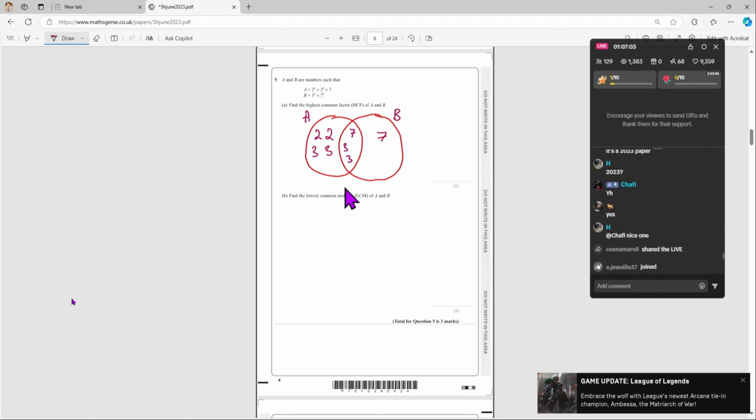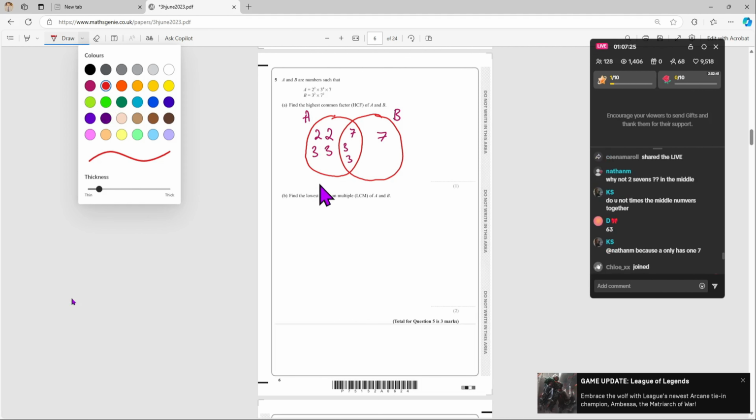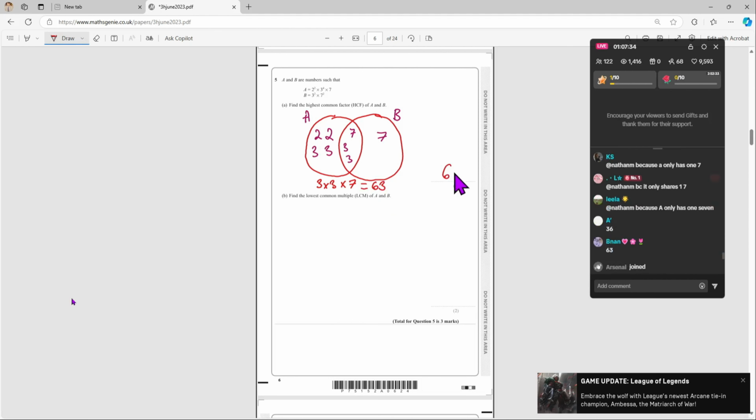Now, once we have done that, to work out the highest common factor, what we need to do is multiply all the numbers in the middle, all the numbers in the intersection. For the highest common factor, you multiply every single number in the intersection. So we just do 3 times 3 times 7. You do that in your calculator and you get 63. It's 63.